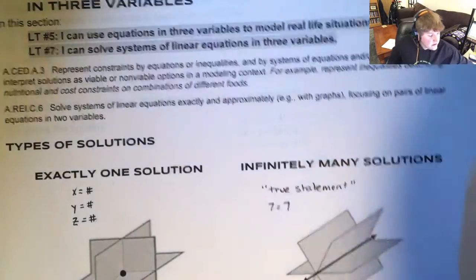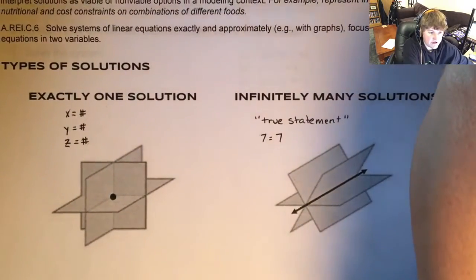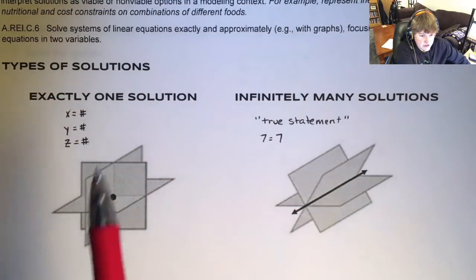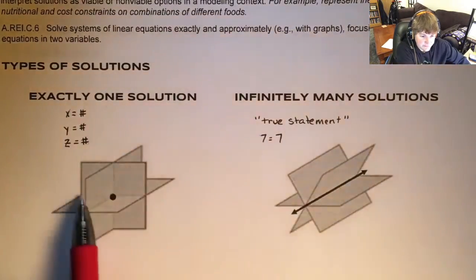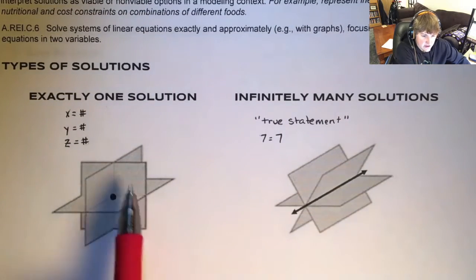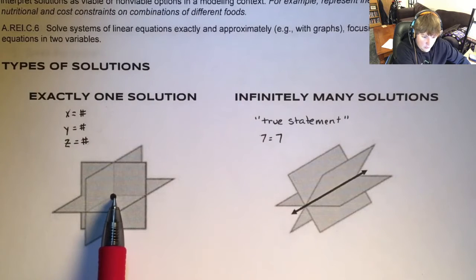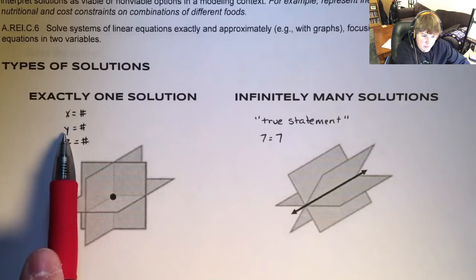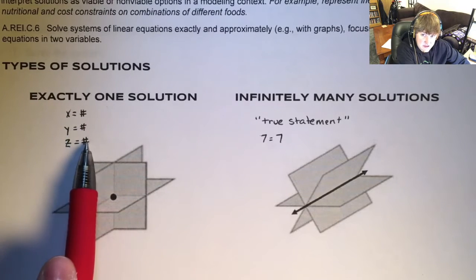Okay, there are a handful of different types of solutions, just like the previous ones that we've had. The first is that you can get exactly one solution. That's when you're going to have 3 planes all intersecting each other at one nice, neat, ordered pair. And this is going to happen when you're doing your work and you get x is equal to some number, y is equal to some number, and z is equal to some number.